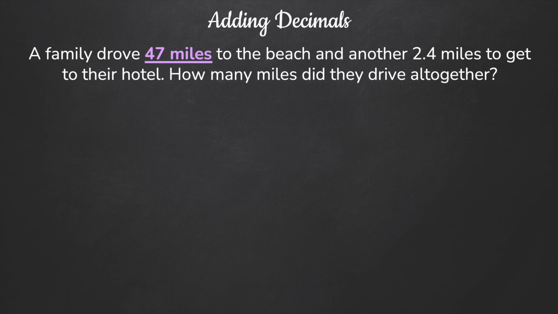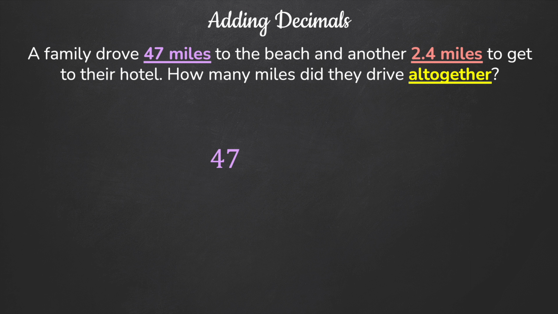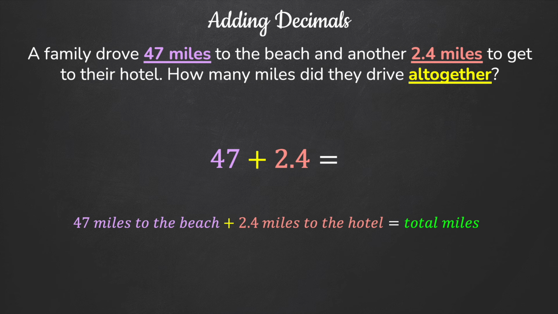We know that this problem is addition because the question asks how much they drove all together. And we know that they drove 2 4/10 miles to get to their hotel. So that means we're going to go ahead and add 47 plus 2 4/10. Basically, we're adding the miles it took to get to the beach to the miles it took to get to the hotel to figure out how many miles they drove in total.